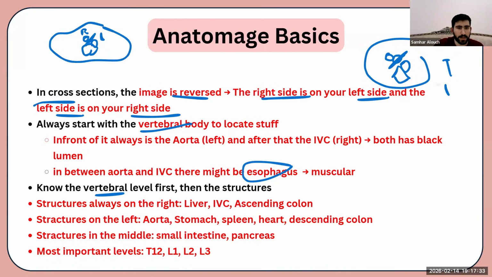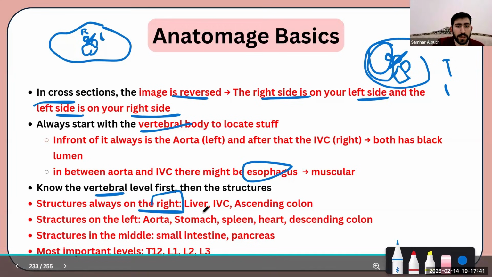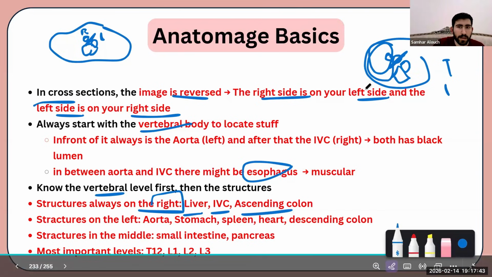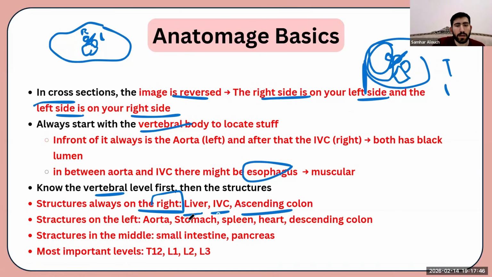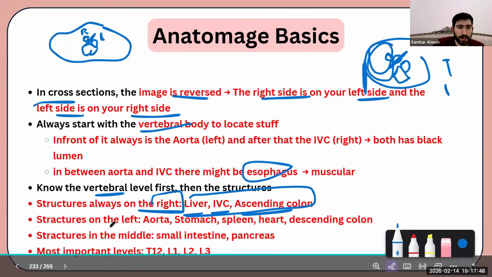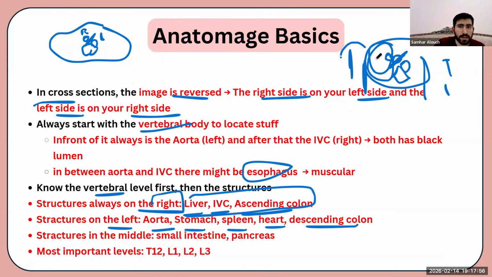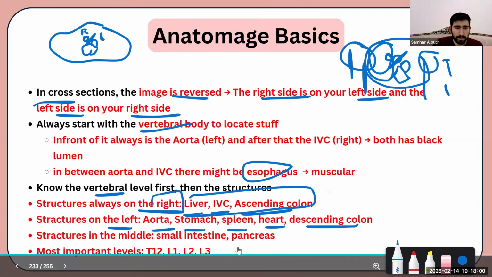And I'll give you some tricks on how to know. There are some structures that are always on the right side of my body, and always on the right side of the cross section, which are the liver, inferior vena cava, and ascending colon. Okay? These structures are always on the right side. There are structures that are always on the left, such as the aorta, the stomach, the spleen, the heart, and the descending colon. So if you see a colon on the right side, that's the ascending colon. If you see a colon on the left side, that's the descending colon.